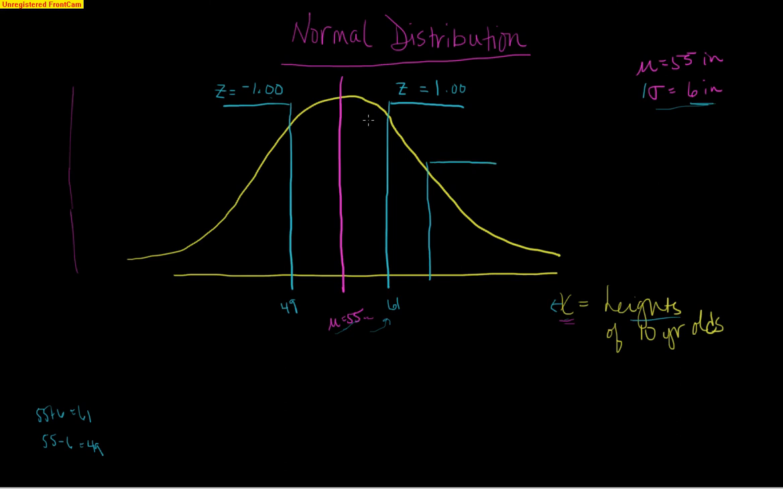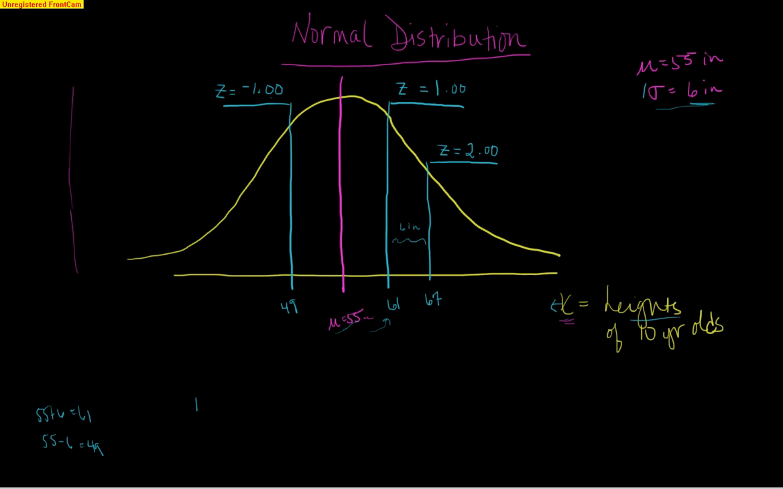Someone who is 2 standard deviations above the mean is how tall? I'm not going to get into probabilities yet. I apologize. Let's erase that in a second. How tall are they? They are 61 plus another standard deviation of 6 inches, which brings us to 67 inches tall. So somebody who is 67 inches tall has a z-score of 2.